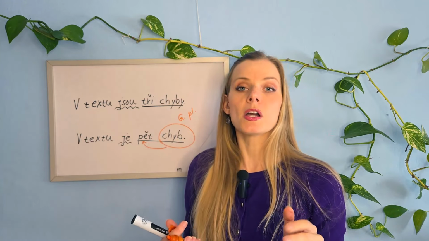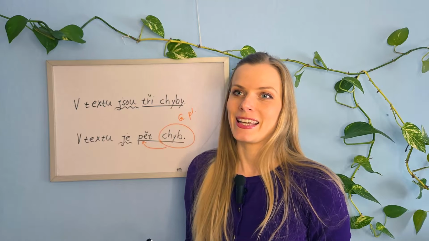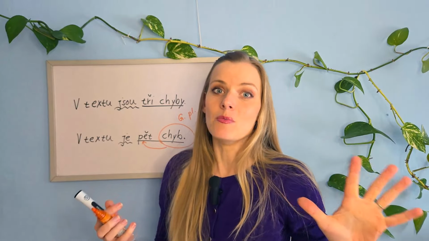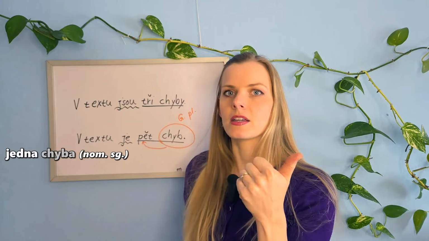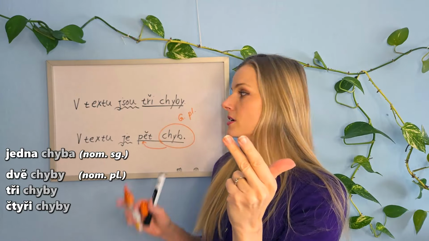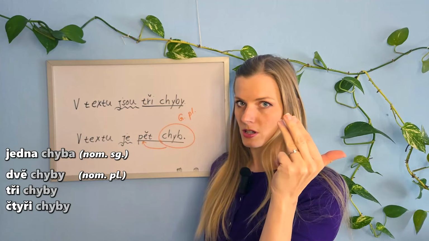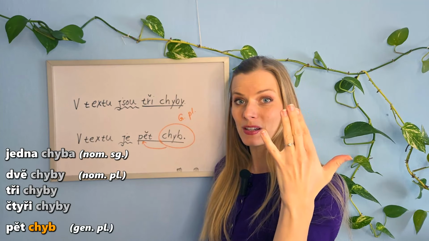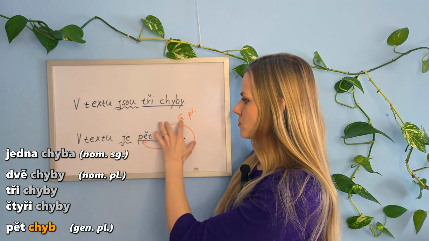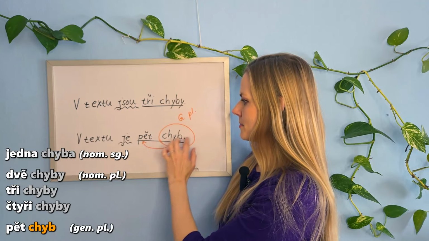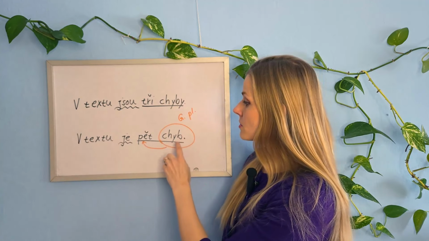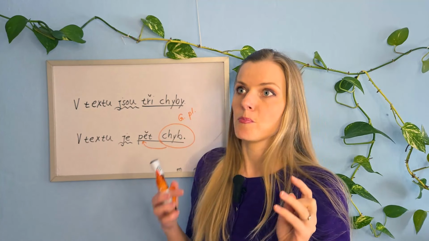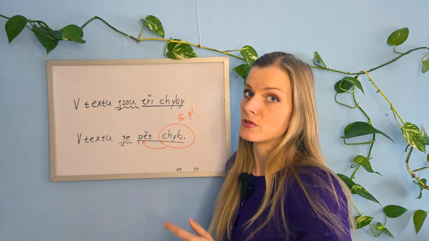You might know that when you count in Czech and you get to number 5 and more, then you use this genitive plural form. 1 chyba, 2 chyby, 3 chyby, 4 chyby, 5 chyb, 6 chyb. So this is one part. 5 chyb. We use this special form, the genitive plural, because of the keyword pět. Pět just has this form.